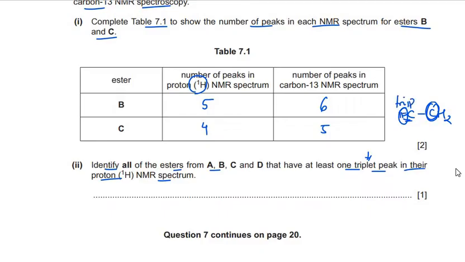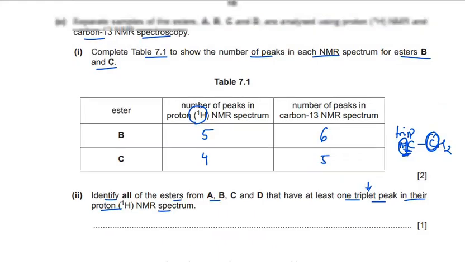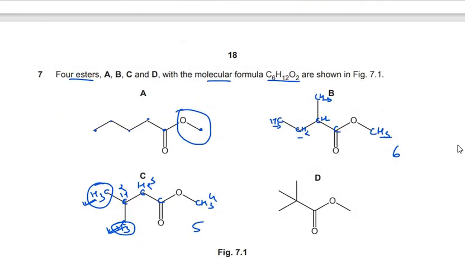So a triplet for these protons will occur if the adjoining carbon is CH2, that is, carrying 2 protons. So let's check how many of these esters have at least one triplet. If we have a look at the structure, how many groups have CH2? Yes, we have CH2 here. So the proton here is bonded to CH2, so 2 plus 1, that is a triplet for this proton.